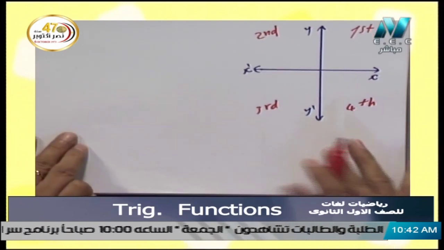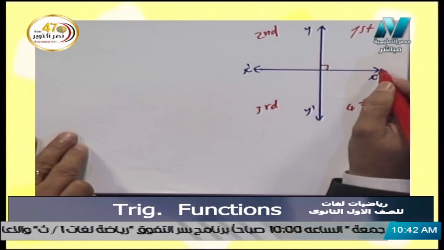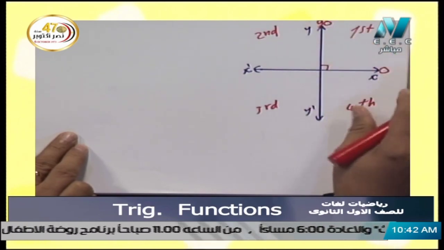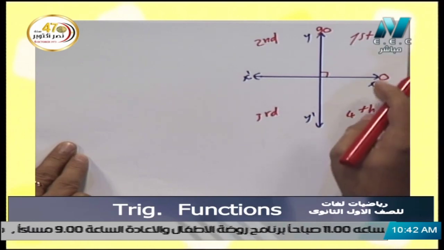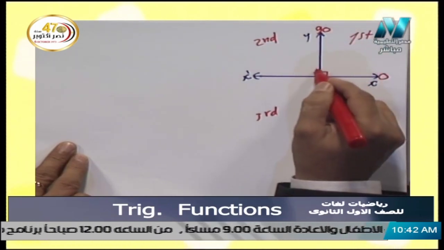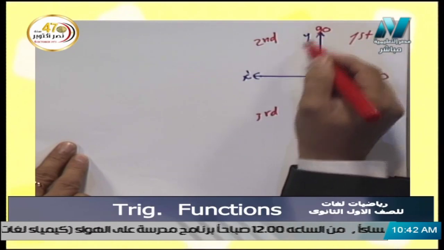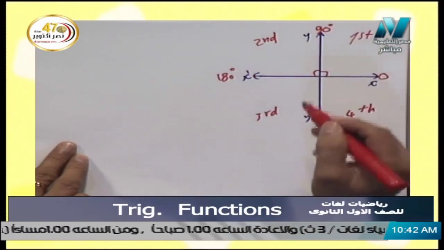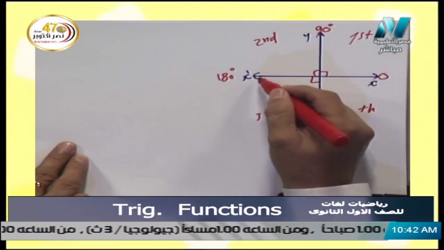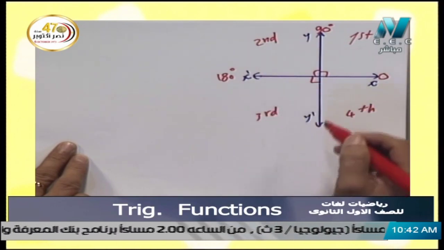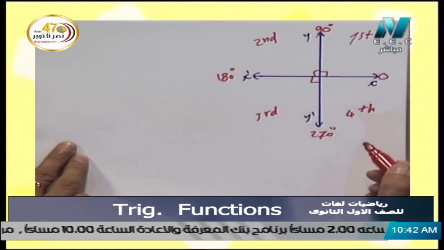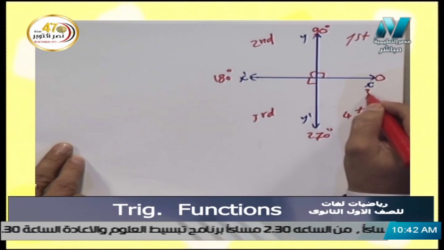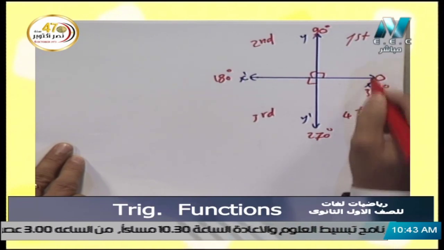We know that the first quadrant includes angles between 0 and 90 degrees. The second quadrant includes angles between 90 and 180 degrees. The third quadrant includes angles between 180 and 270 degrees. And the fourth quadrant, of course, is between 270 and 360, which is equivalent to 0.